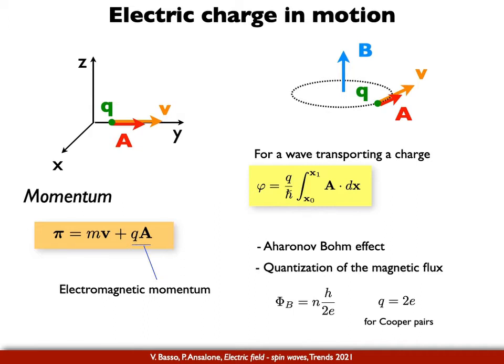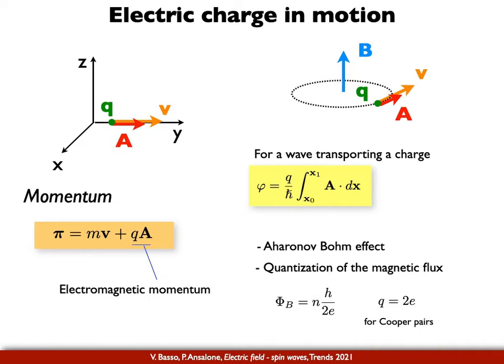If we want to define the total momentum of this charged particle in motion, we have not only to take the product mass times velocity, but we also have to add the fact that there is an electromagnetic field. The electromagnetic field gives a contribution to the momentum, which is called electromagnetic momentum. In the case of charges, it is the product of the charge times the magnetic vector potential that gives a contribution to the total momentum.